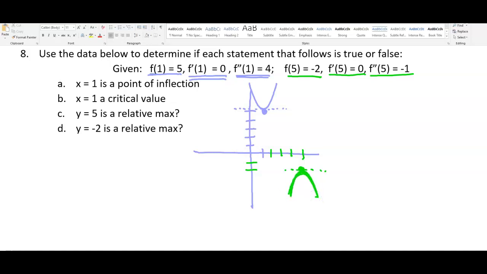Okay, so it's kind of nice to draw the picture. It makes answering some of these questions a little bit easier anyway. And we just want to know if these questions are true or false. So first of all, is x equals 1 a point of inflection? Is that a point of inflection?